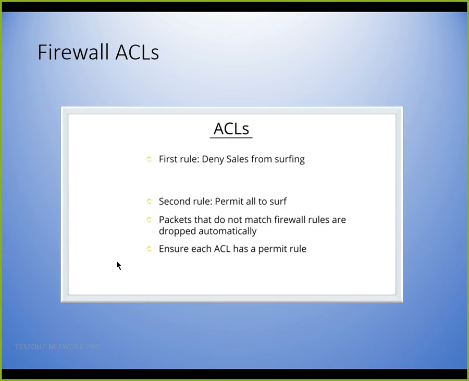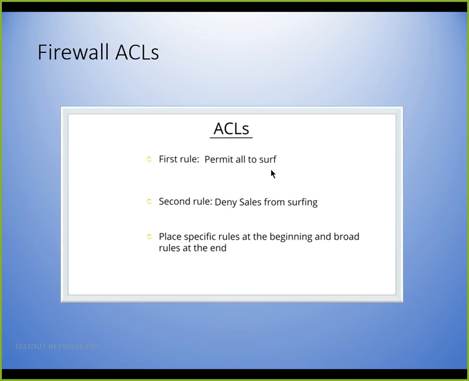Packets that do not match firewall rules are dropped automatically, or access control list rules. This particular slide refers to an access control list that was applied at a firewall. And we're going to ensure that each ACL has a permit rule. If you don't have a permit, you just denied everything, because the default policy is to deny. Let's see, first permit, second deny sales from surfing, permit all to surf. This one is backwards if you look at that, and that's why I thought about taking it out. So I don't want to do that, but you don't want to do that.